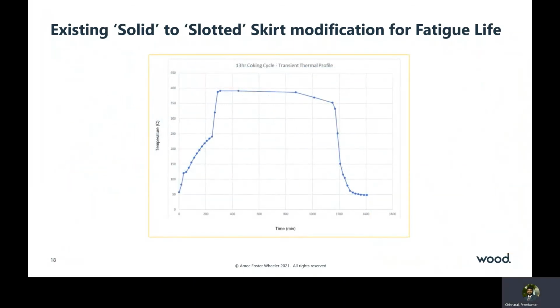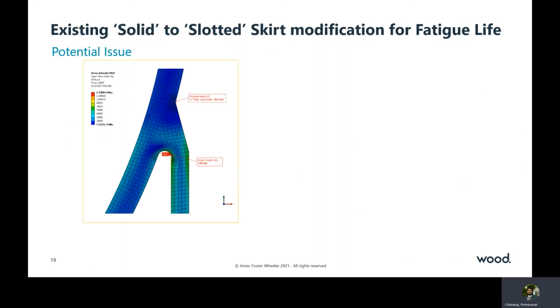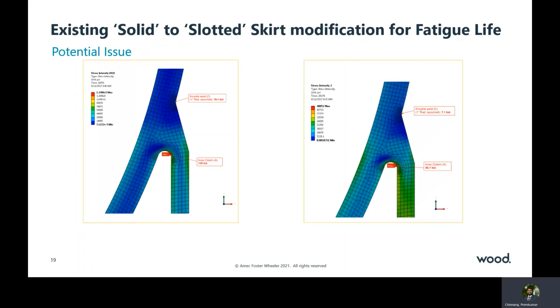This is the transient thermal profile collected from field for a 13-hour cooking cycle. This was used as basis for the finite element analysis. The stress results obtained from FEA for the existing solid skirt are shown in this slide. The plot on the left side corresponds to stress results during cooking, and the plot on right side corresponds to stress results during quench. The calculated total equivalent stress range for inner crotch area of the weld buildup is approximately 167 KSI, and the corresponding fatigue life estimate was 926 cycles.